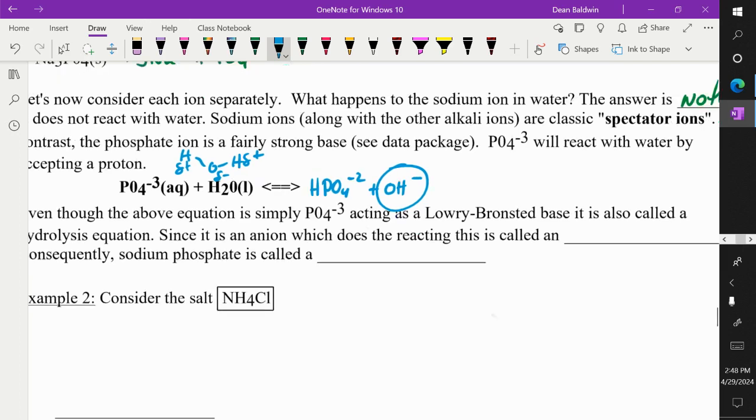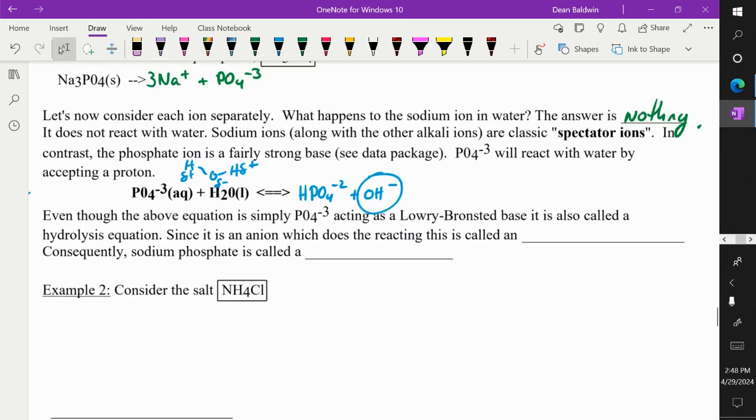All right. So which ion reacted? It was the negative ion. What do you call negative ions? Anions. So this is called anionic hydrolysis. And then we can say that sodium phosphate is a basic salt, because when you throw it in water, it forms a basic solution. Okay, does that make sense? All right.